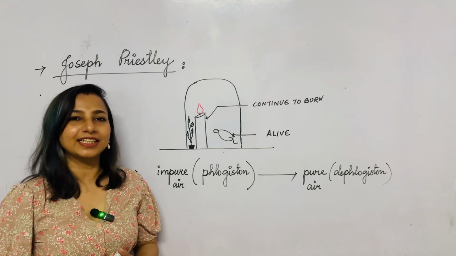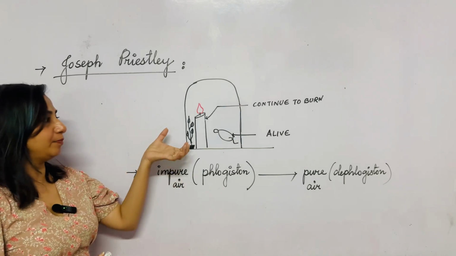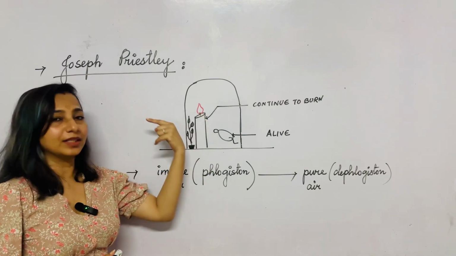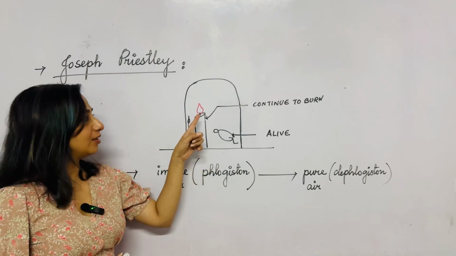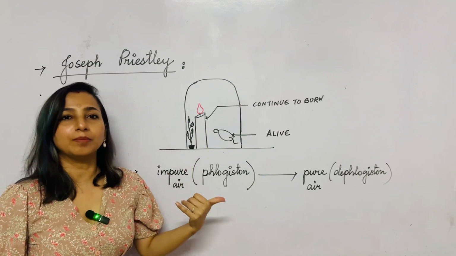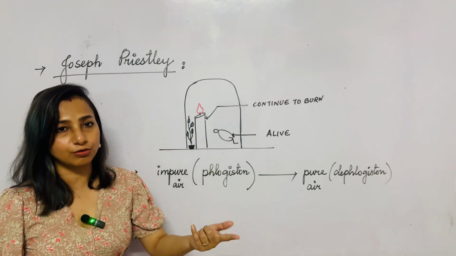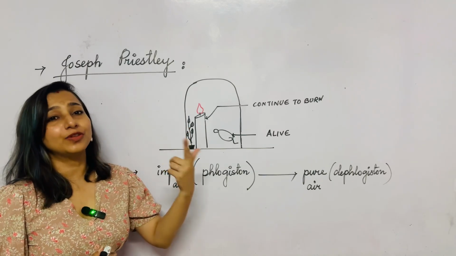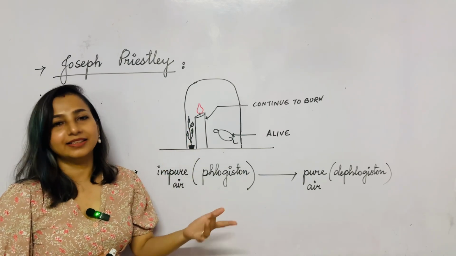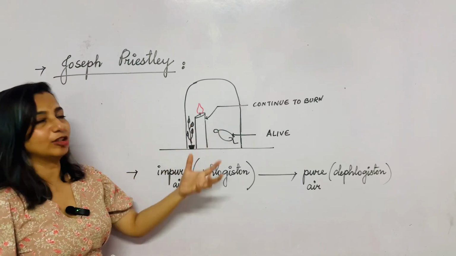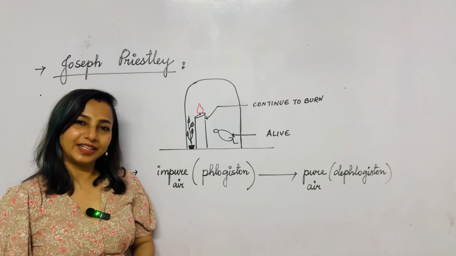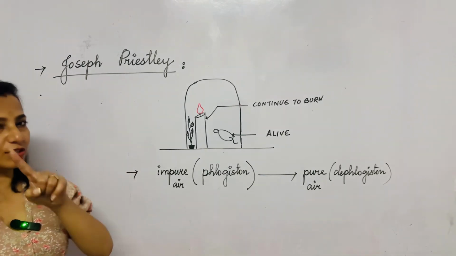Now we can easily say what actually happens while the plant was photosynthesizing. It was picking up what? Carbon dioxide, because the burning candle was showing what? Combustion. It was releasing CO2, and that CO2 was picked up by what? The plant, and it was releasing what? Oxygen. And that oxygen actually helped the candle to burn and the mouse to survive. Clear?